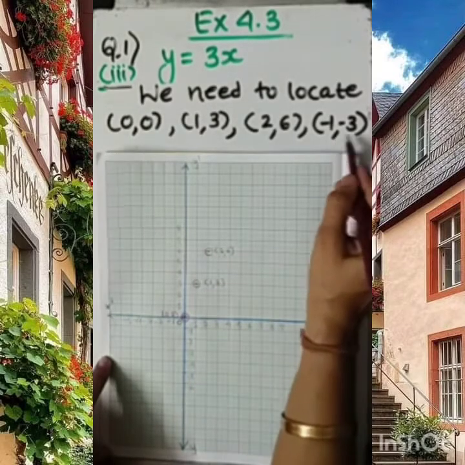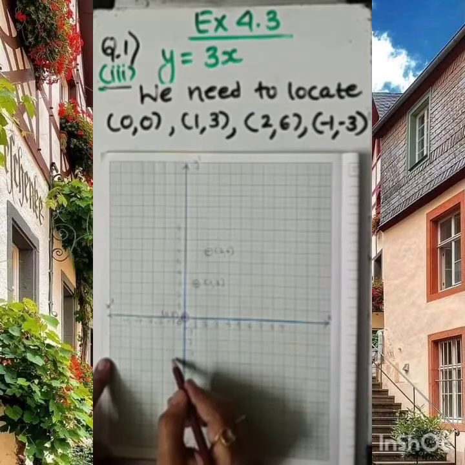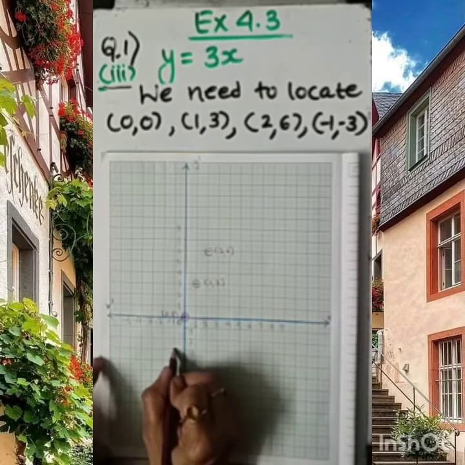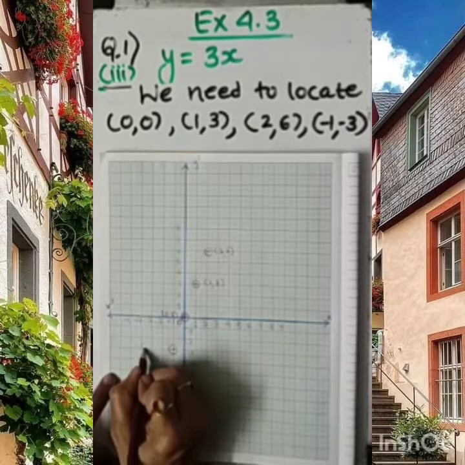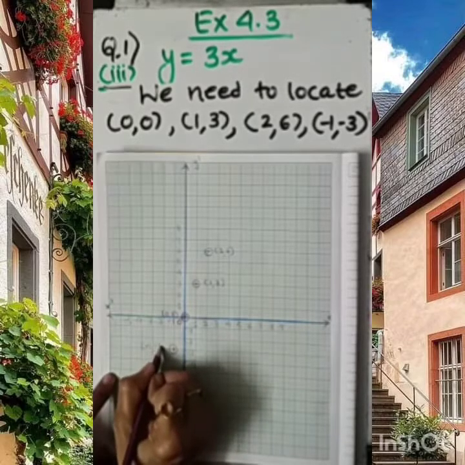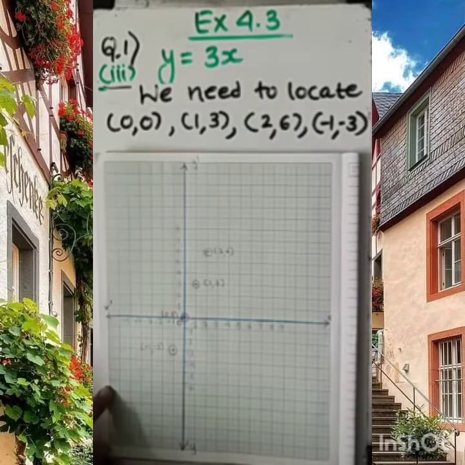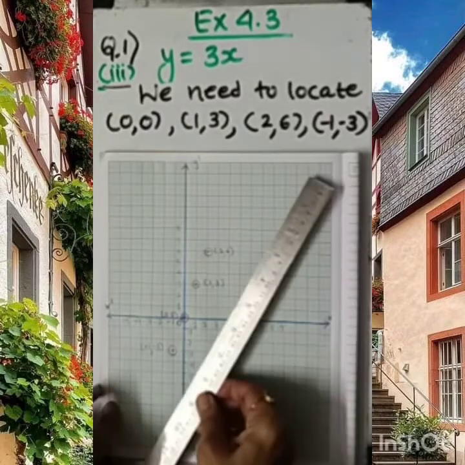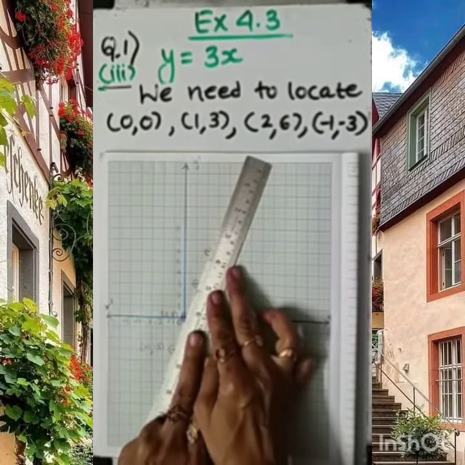Then minus 1 comma minus 3. Minus 1 on the x-axis and minus 3 from the y-axis. So this point must lie in the third quadrant. Minus minus, you remember nicely, that is the third quadrant. So dear student, these 4 points we have successfully located on a graph paper.